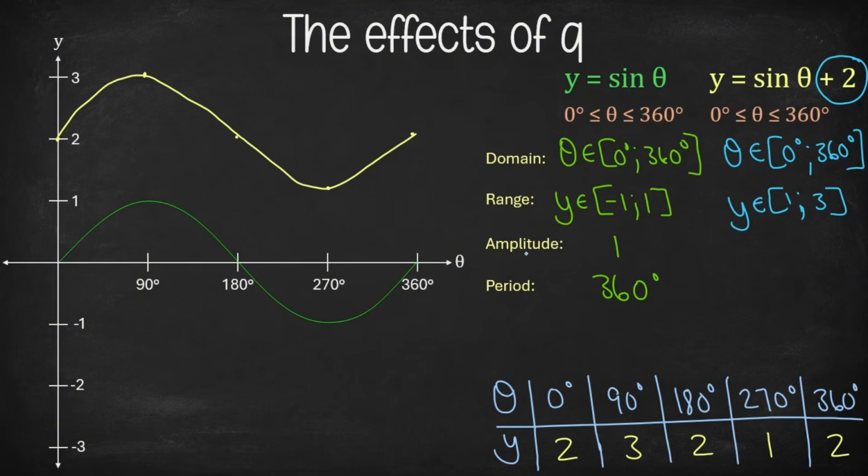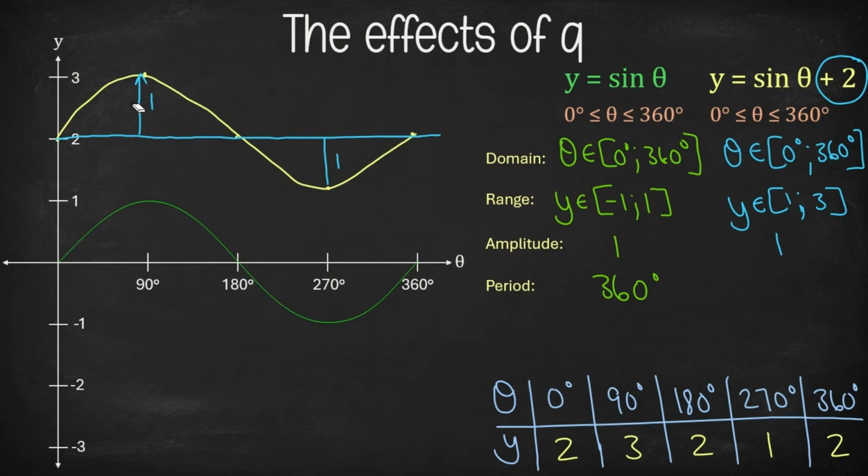Now let's have a look at the amplitude. Remember I said you can find the amplitude by looking at the coefficient for sin. And in this case it is 1, but you can also work out your amplitude by finding your midpoint, which is here. And then from your midpoint to your maximum value is 1 unit, and from your midpoint to your minimum value is also 1 unit. That shows you that the amplitude is 1.